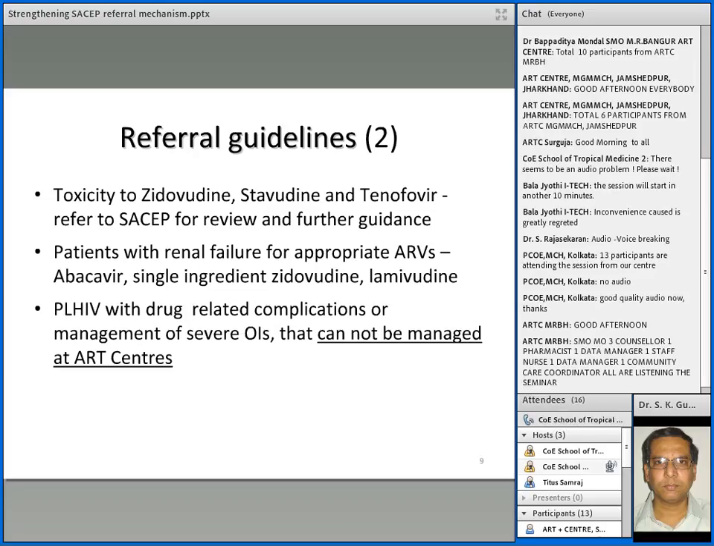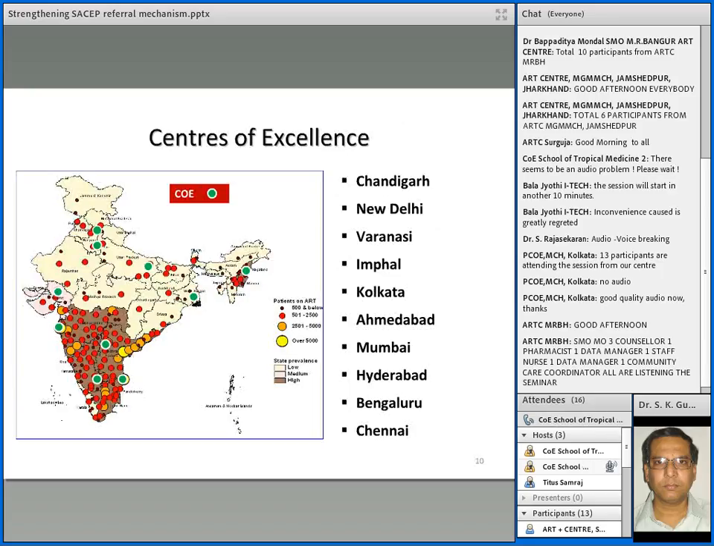But the only thing is you need to remember that attempts should be made to diagnose the opportunistic infections at the level of the ART center as much as possible. Otherwise, the SACEP and the COE or ART Plus centers will be burdened with a huge load.